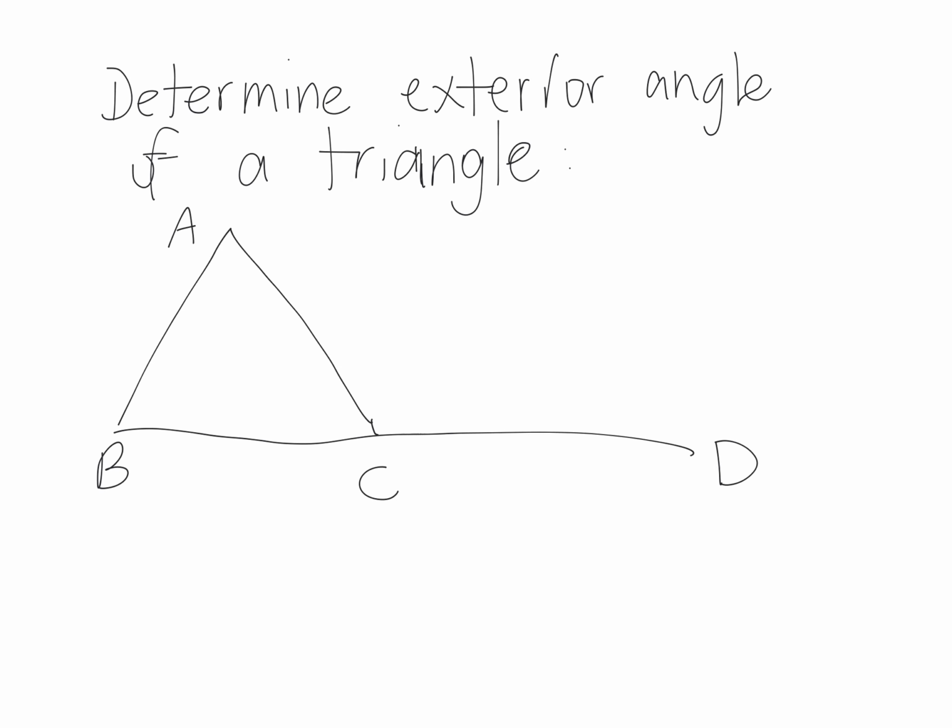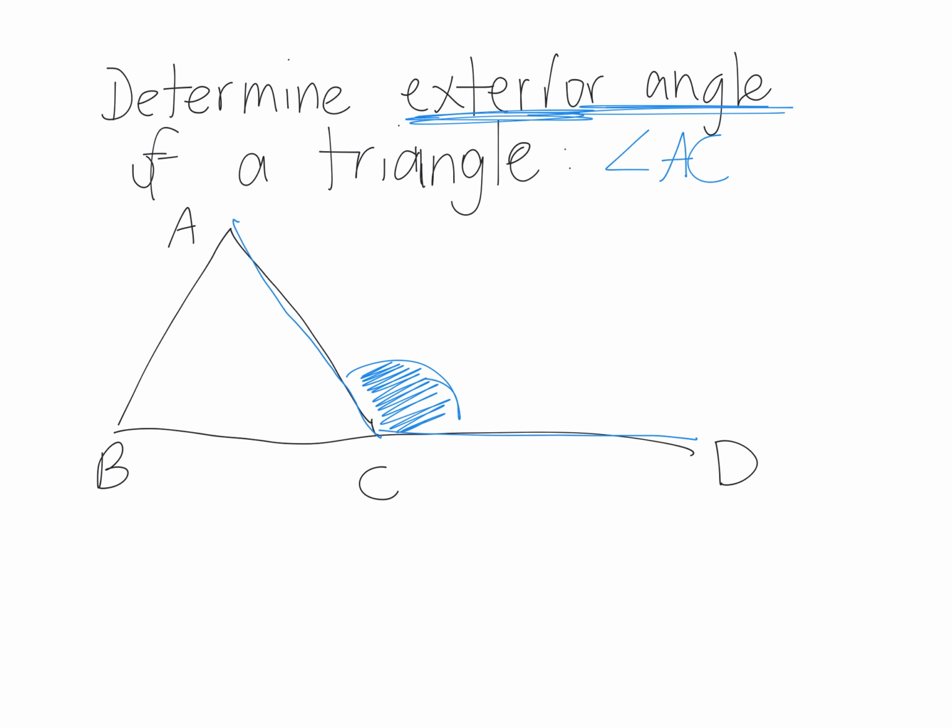So again, we're looking at triangles. To determine an exterior angle of a triangle, what does exterior mean? Inside the triangle or outside the triangle? Outside. So in this example, we want to find the exterior angle C. It's actually A, C, D. That's how we would label it, A, C, D, which is this angle.